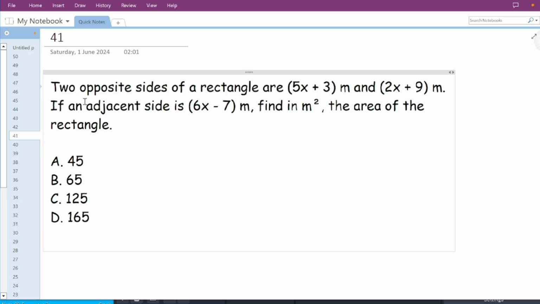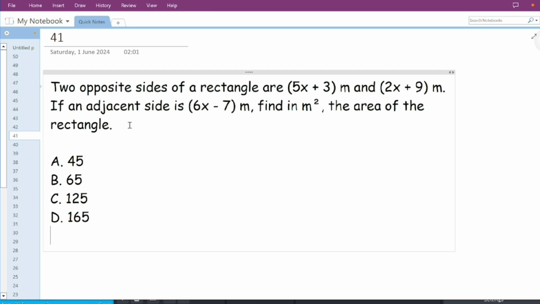Question 41. Two opposite sides of a rectangle are 5x plus 3 meters and 2x plus 9 meters. If an adjacent side is 6x minus 7 meters, find in meters squared the area of the rectangle. Now the examiner who set this question is trying to play tricks on you with words, like the words opposite sides and the adjacent side.